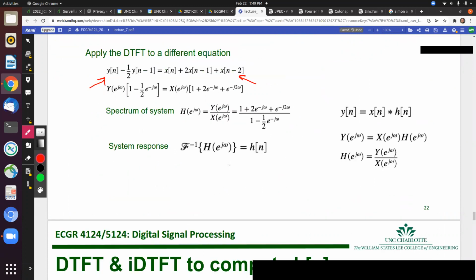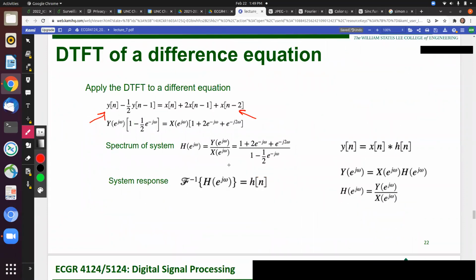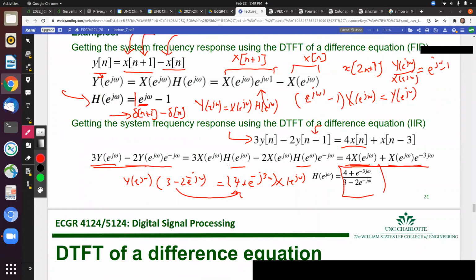All right. So DTFT and IDTFT to compute h of n. If you wanted to get back from an H(e^jω) to an h of n, we have to go through the inverse discrete time Fourier transform. If that is an IIR difference equation, remember, IIR difference equations always lead to denominator functions. Why? Because you end up with this term, some kind of equation here. It's going to end up in the denominator when you divide through to the other side.